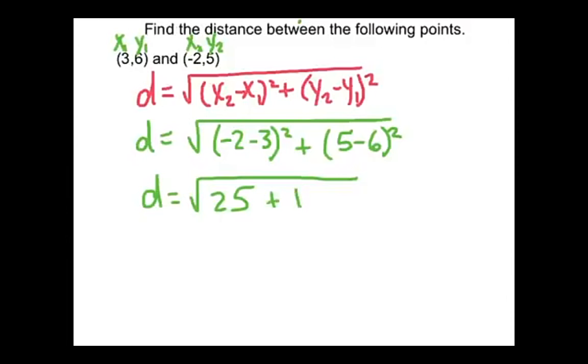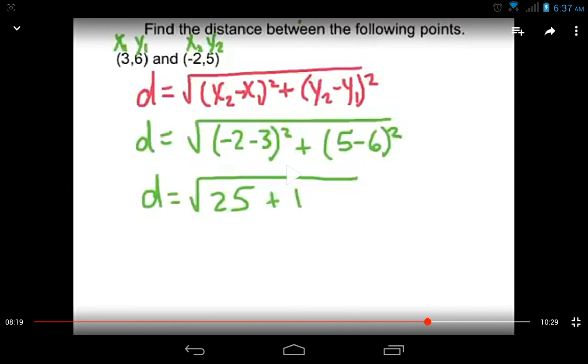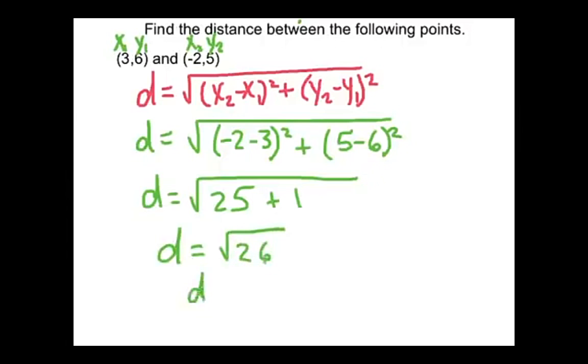So let me stop it right here. As you see, we got 25 and 1. And what does 25 plus 1 give us? 26. And you know that's not a perfect square. So what you do is you go to your calculator, you punch in the square root of 26, and you should end up with an outcome of 5.1, or you could round it depending on what place you're going to.